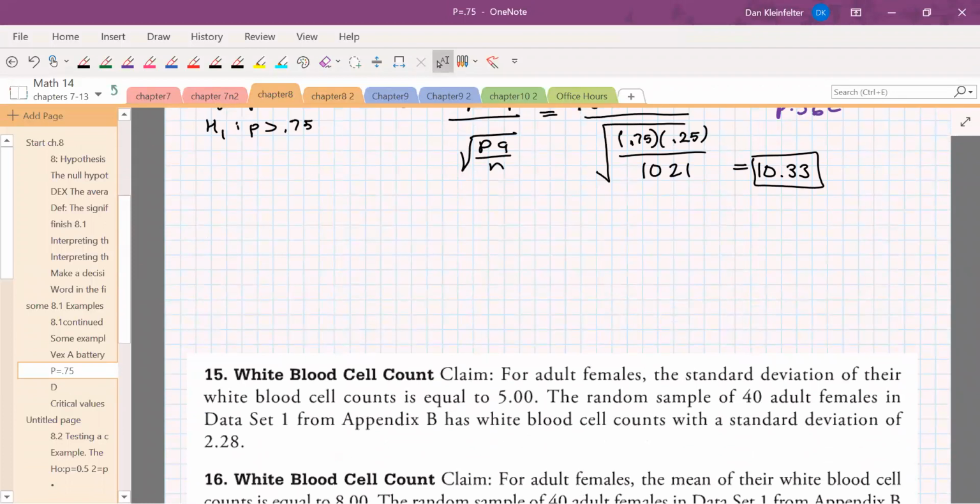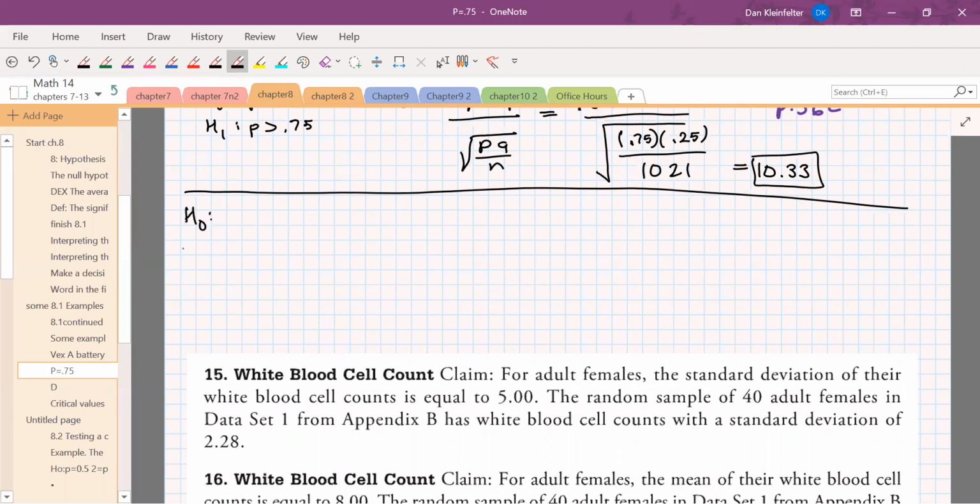All right, so for 15, it says the claim is for adult females, the standard deviation of their white blood cell counts is equal to 5. So the claim is about standard deviation and that it's equal to 5. So we'll go ahead and put in the two hypotheses here. So our null hypothesis is that the standard deviation equals 5. The data shows a standard deviation of 2.28, which is less. So I would go with less than 5 as the alternative.